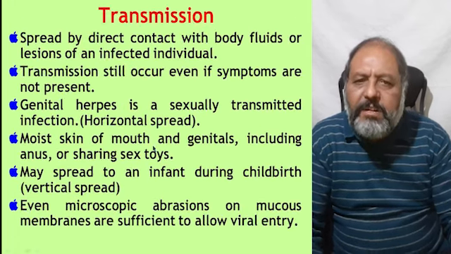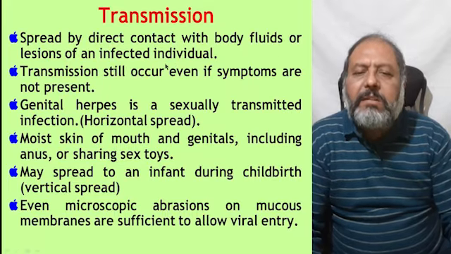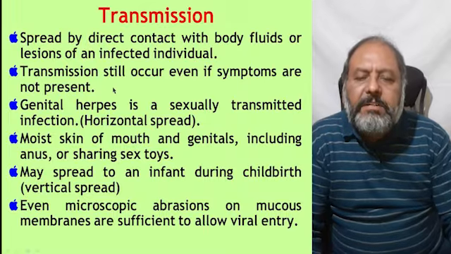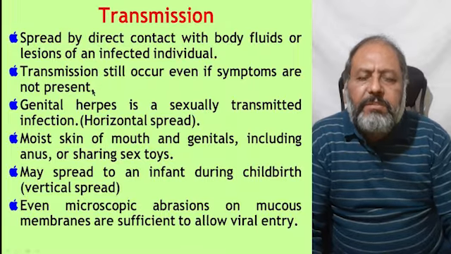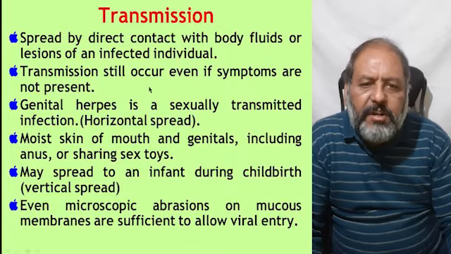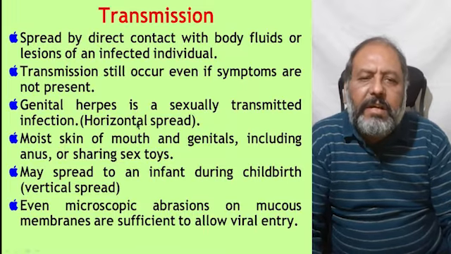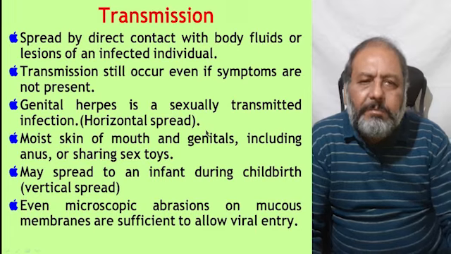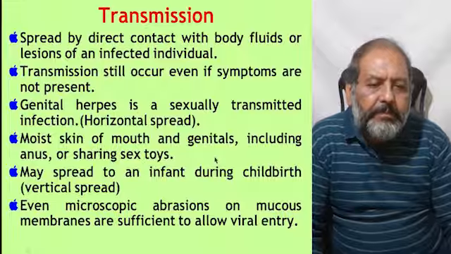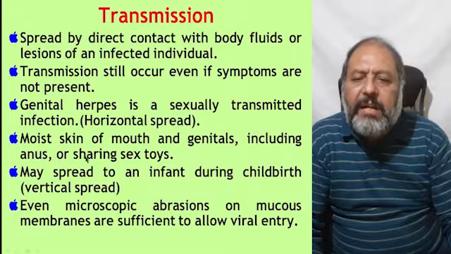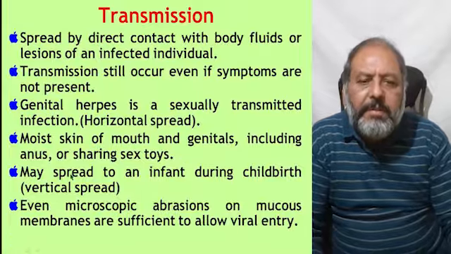Now, about the transmission of the disease, it's spread by direct contact with the body fluids or the lesions of an infected individual. Transmission still occurs if the symptoms are not present, meaning before the appearance of the symptom, transmission is possible. Genital herpes is a sexually transmitted infection, which is called horizontal spread also, and the moist skin of the mouth and the genitals, including the anus, or sharing the sex toys, is responsible for transmission of infection.